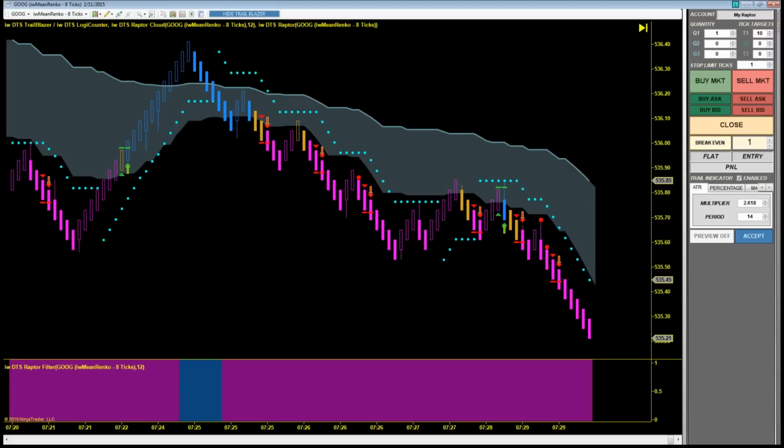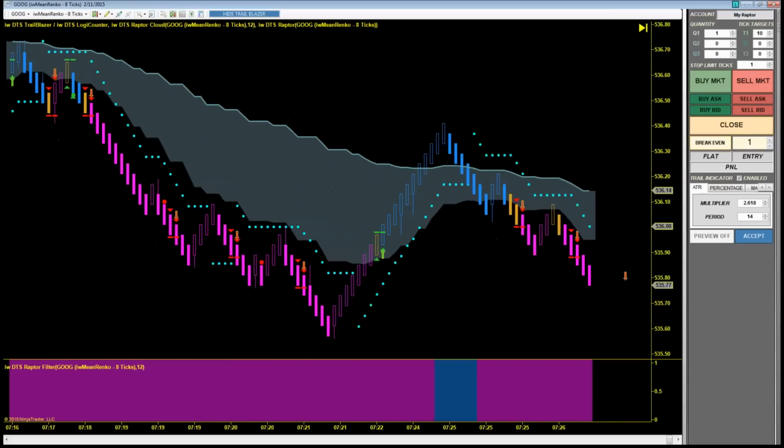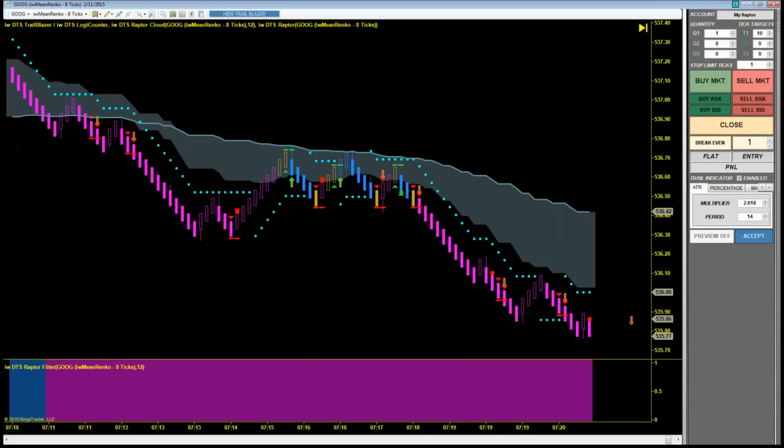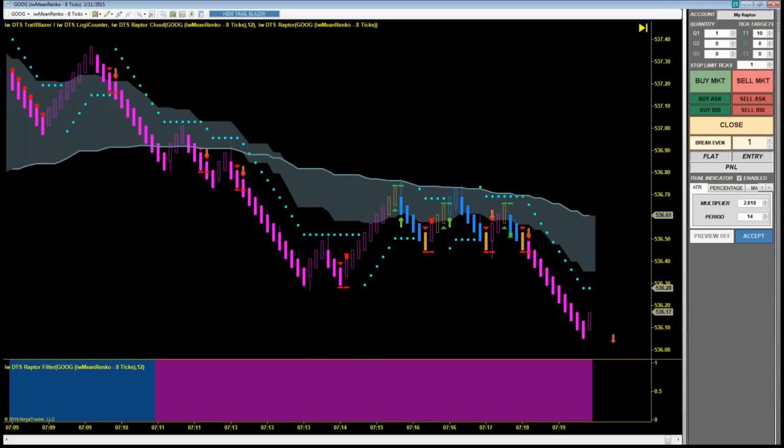And let's take a look here at the Raptor. Oh, wow. Great signals out of the Raptor here. Here's a trend change, or pardon me, not a trend change signal, but the Raptor comes out of the trading band. Here's our first in-sync signal, which tends to be a pretty reliable signal. Great follow through on that. Fantastic.